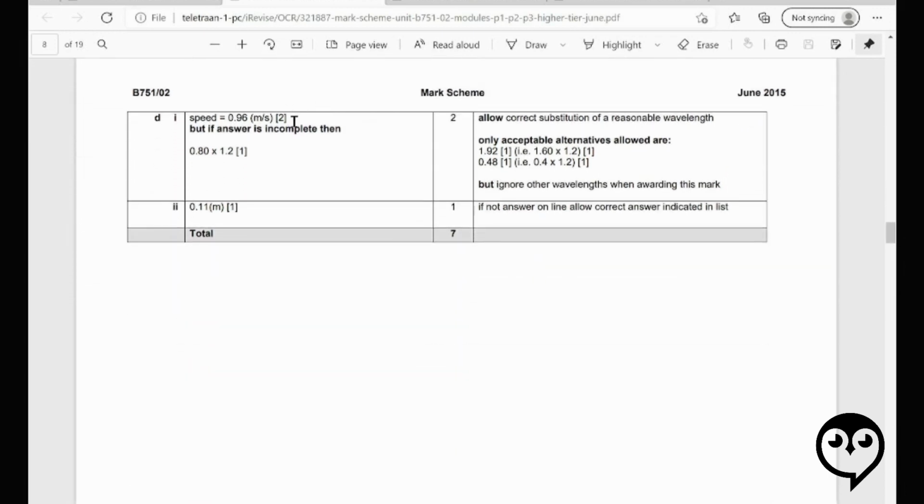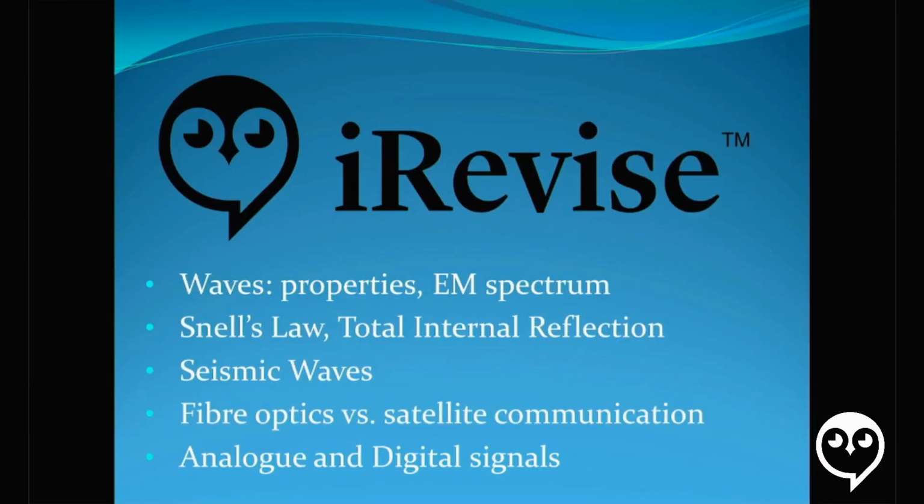Okay, so we got the 0.96. If the answer is incomplete, you get a mark for showing your work. Okay, and then 0.11 we said also. Right, that takes us up to the end.